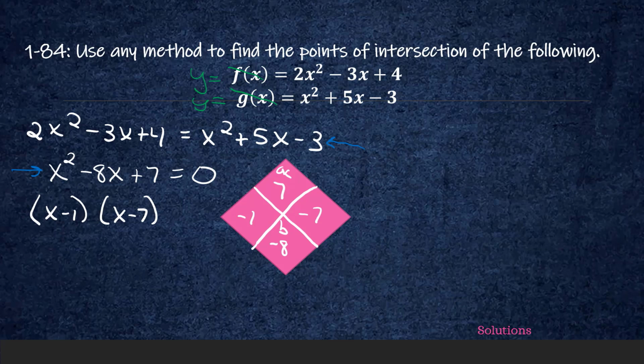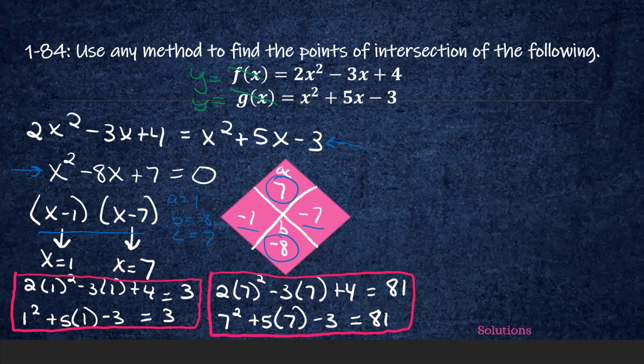Then I've used the diamond method, which I've talked about in many videos. My a equals 1, b equals -8, and c equals 7. Well, a times c is 7 and b itself is -8. So I have to come up with two numbers that multiply to 7 and add up to -8, which you see here with x minus 1 and x minus 7 in the parentheses. So that means x equals 7 and x equals 1.